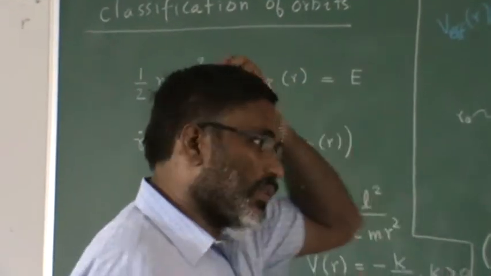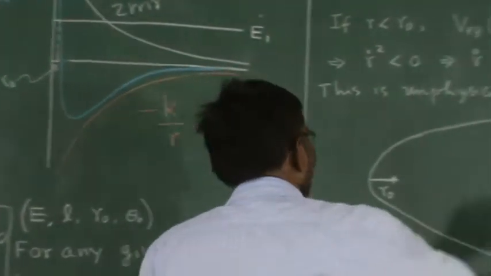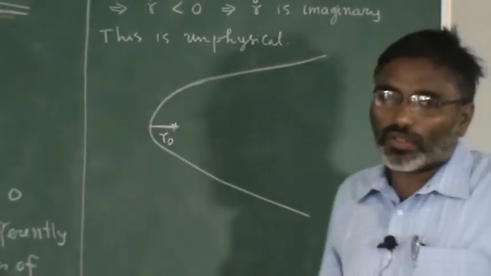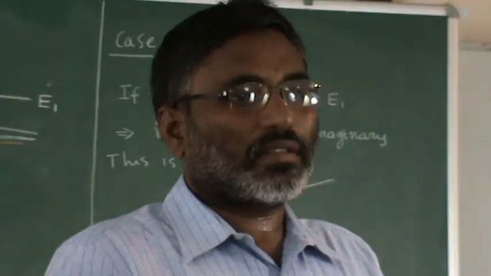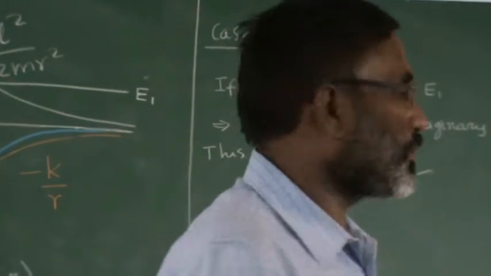But see, the point is, this is something which doesn't come back. It comes from somewhere, comes closest, and then goes on. So this is an unbounded orbit. Or these are called scattering orbits. It just scatters this way.